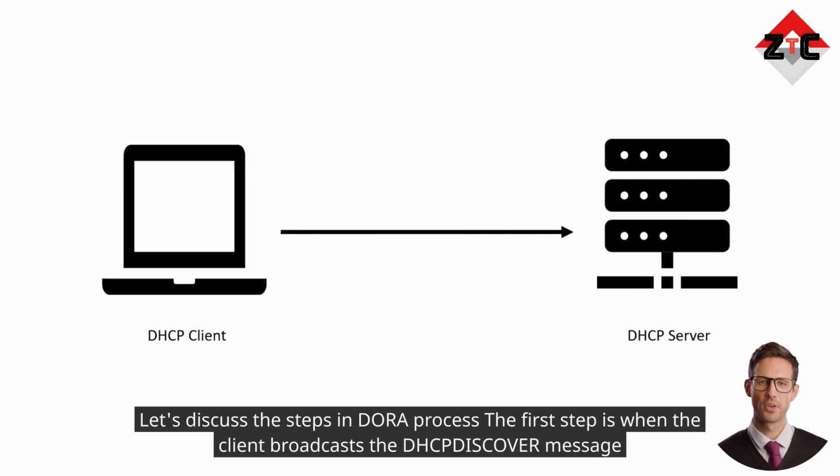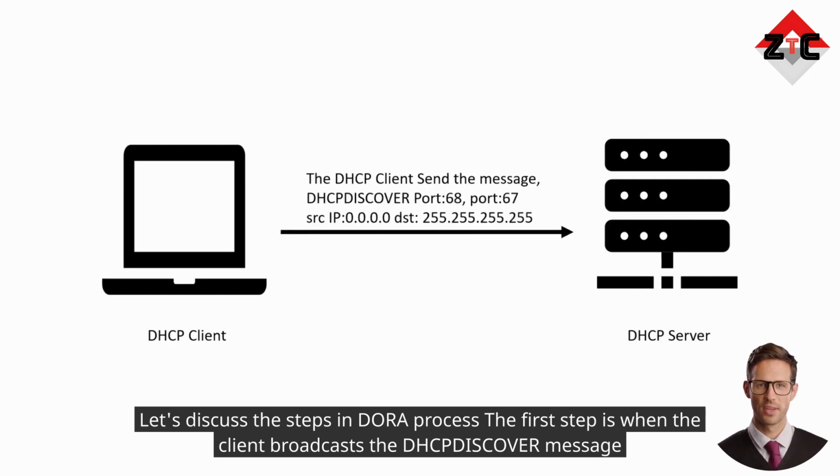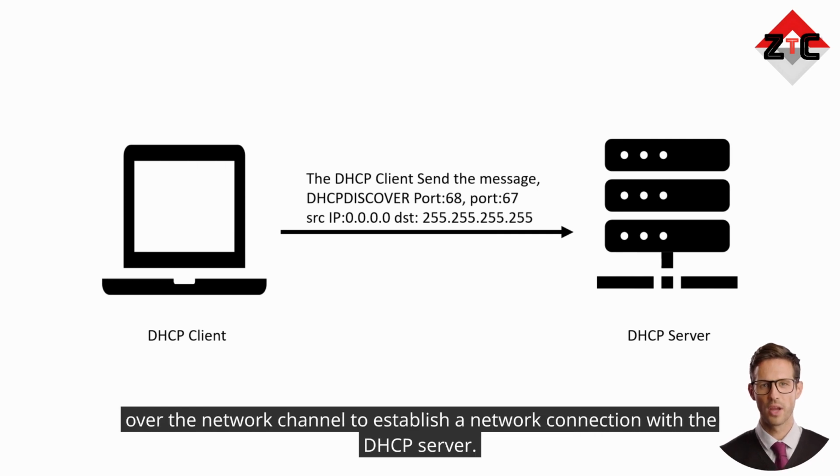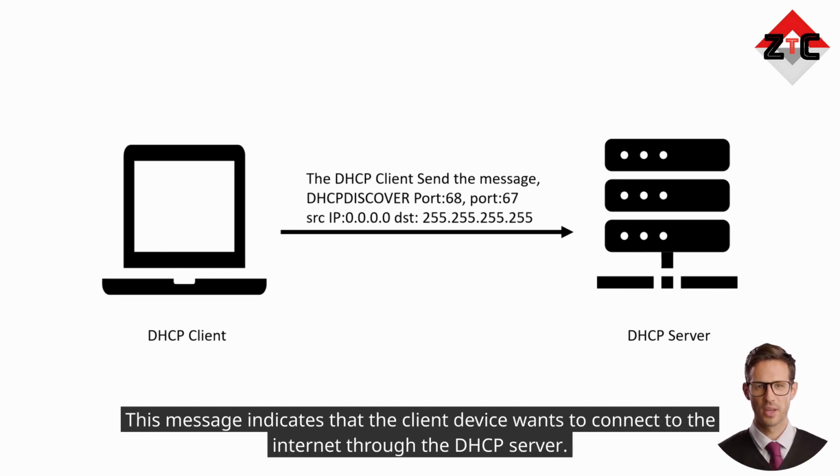Let's discuss the steps in the DORA process. The first step is when the client broadcasts the DHCP DISCOVER message over the network channel to establish a network connection with the DHCP server. This message indicates that the client device wants to connect to the internet through the DHCP server.